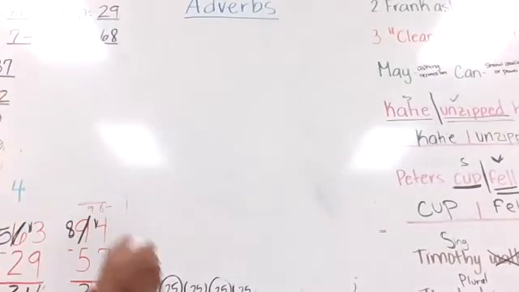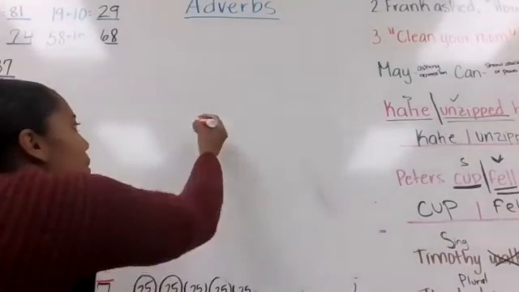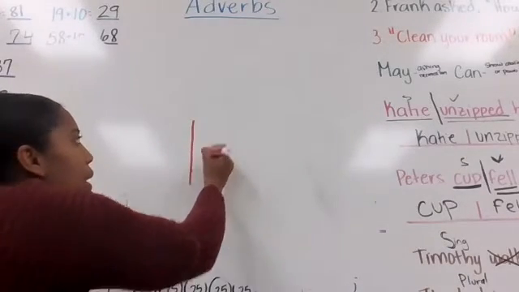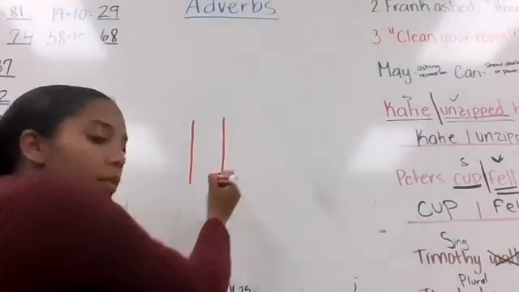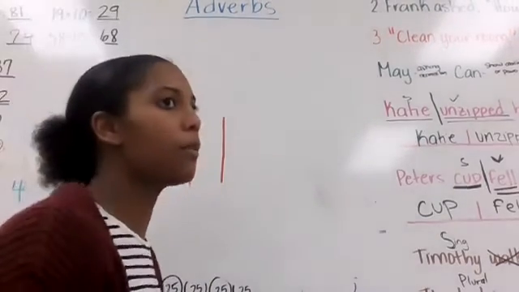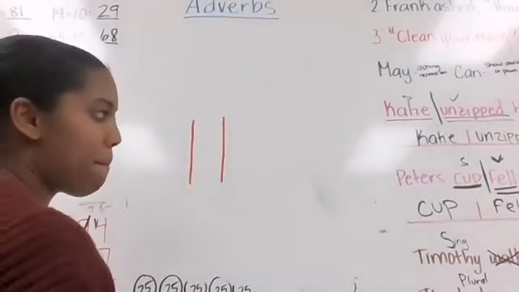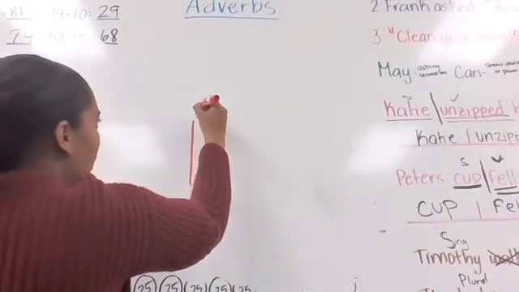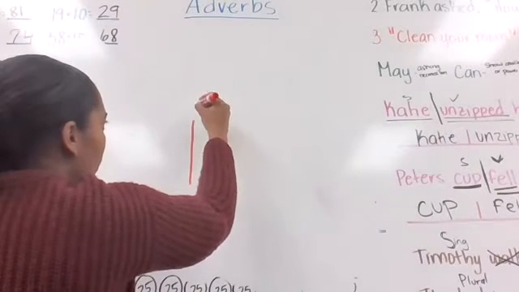Okay, so the cylinder. With the cylinder, I'll start with two lines. I'll go here, one, here, two. We're doing the cylinder. I start with two lines.